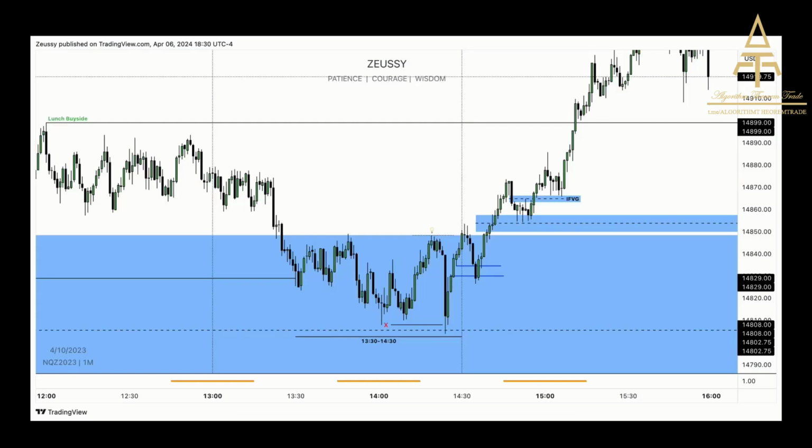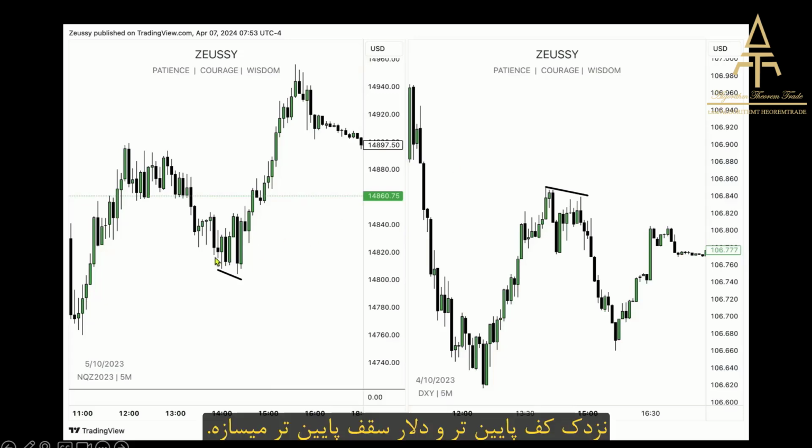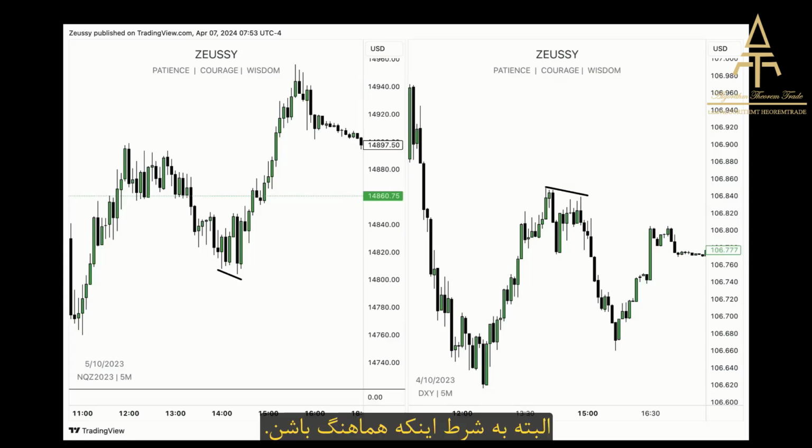October 2023. As you can see, on the left side of this chart, we can see Nasdaq, and on the right side, we can see the DXY index. Nasdaq created a lower low, whilst DXY created a lower high. This should of course not have happened, since these markets should do the exact opposite of one another if they're in sync.